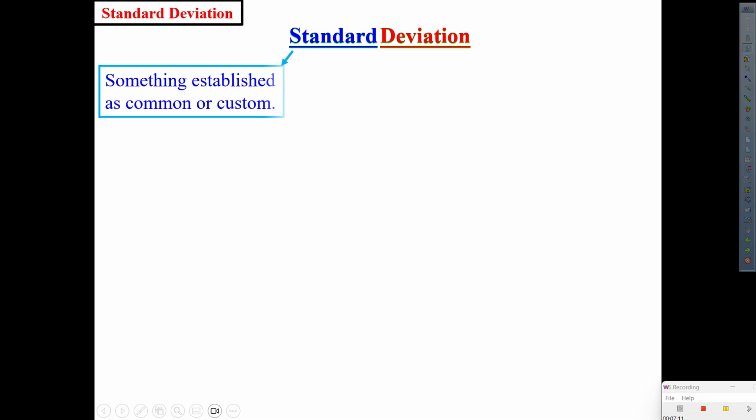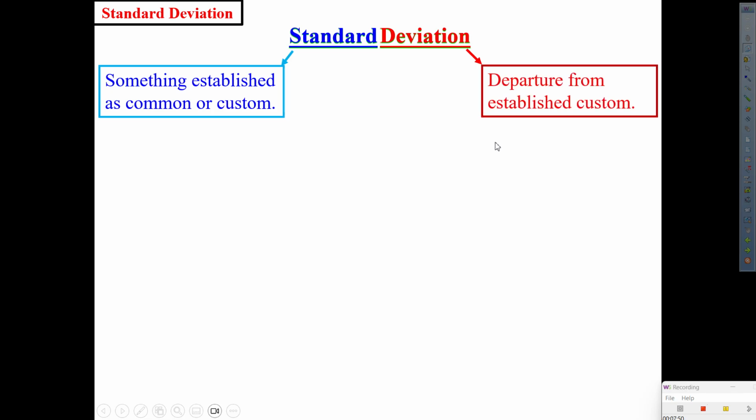Now, does everybody follow the standard? No, that's what we call deviation. Deviation is when someone is not on the standard. So, in red, write this down: departure from established custom.